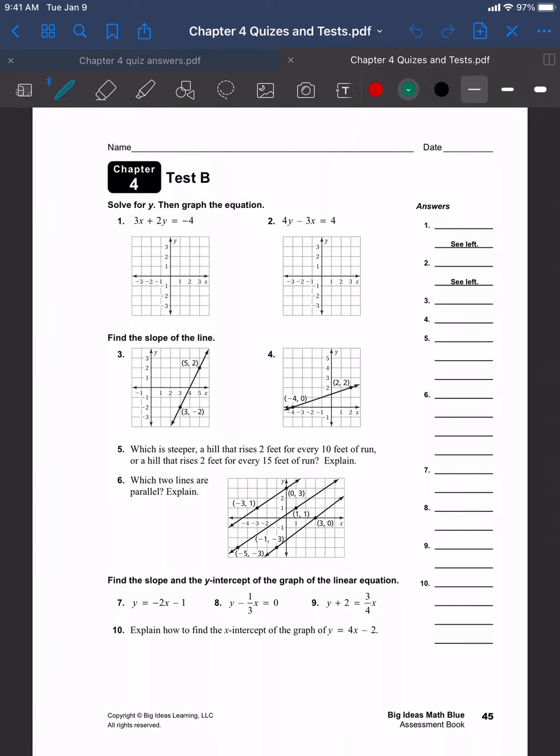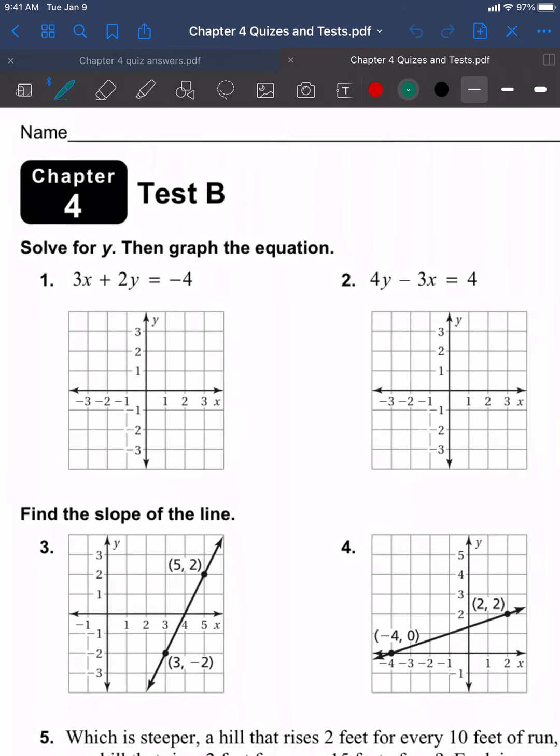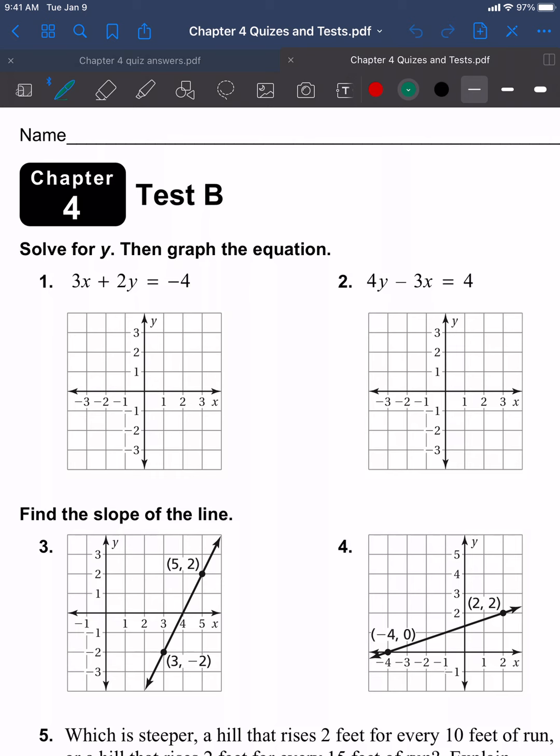All right, guys, let's go ahead and get started. Number 1 and 2. Ready, Freddies? Yeah. Put it on a rabbit. Okay, solve for y. Then graph the equation.